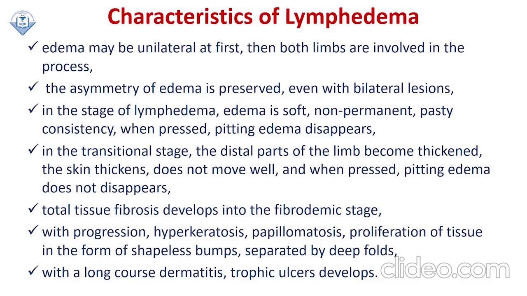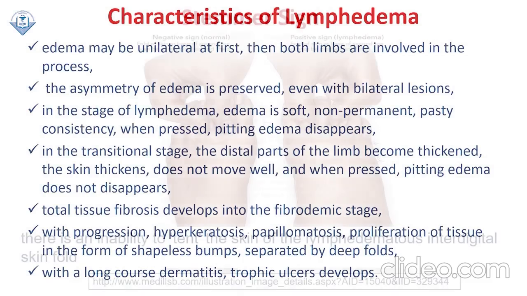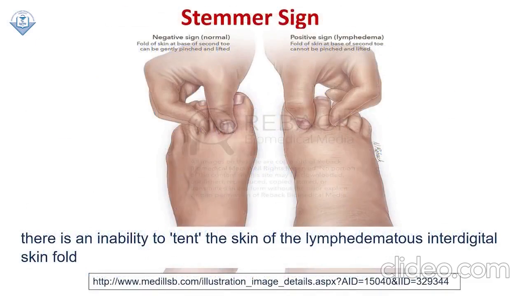With progression, we can see hyperkeratosis, papillomatosis, proliferation of tissue in the form of shapeless bumps separated by deep folds. With a long course of dermatitis, trophic ulcers develop. In this slide, you can see Stemmer sign, which is positive in lymphedema.